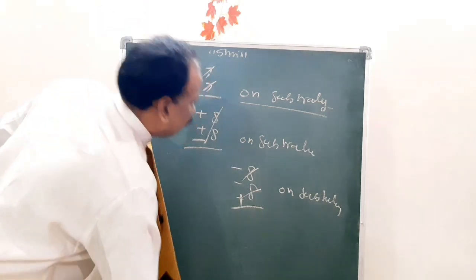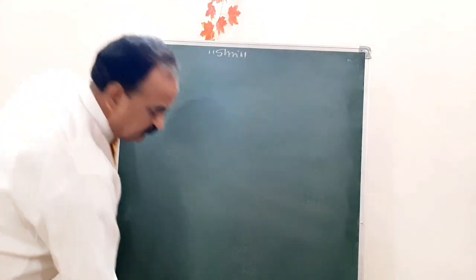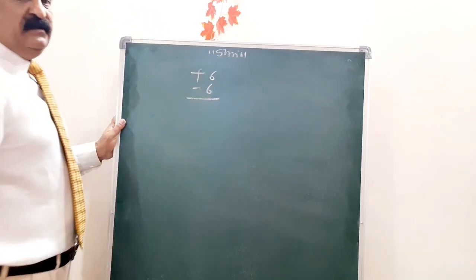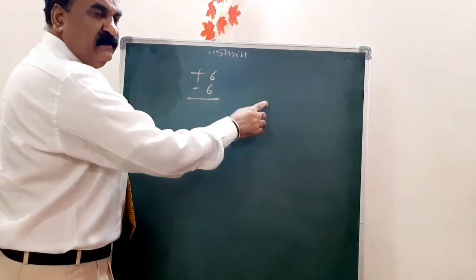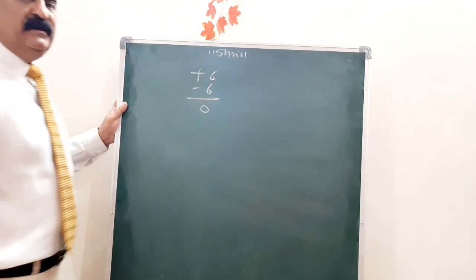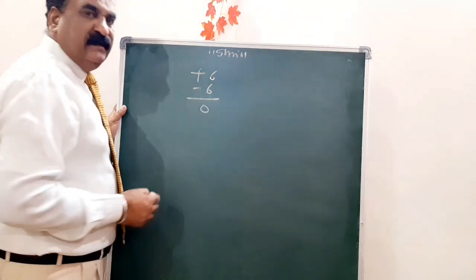Clear? Now, if I am writing here plus 6 and minus 6, and if I am writing here on adding, then plus 6 and minus 6 will get cancelled. The answer will be 0. Then I can write here on adding.